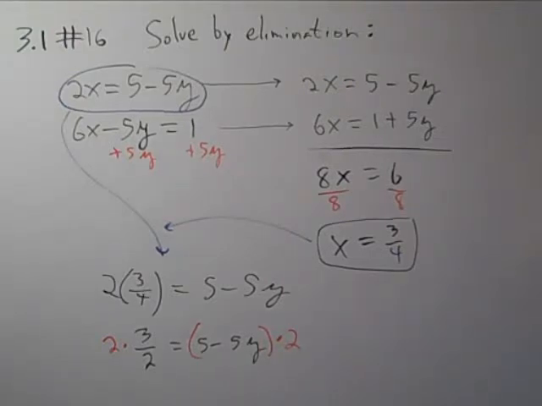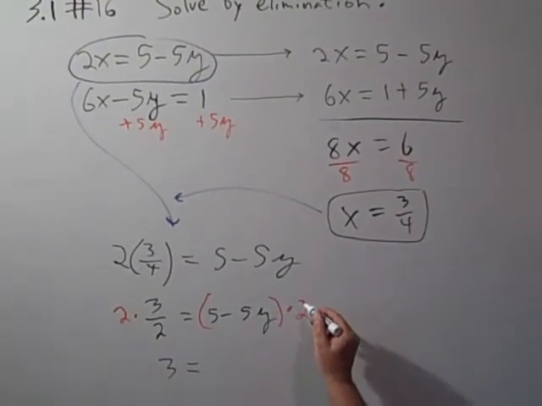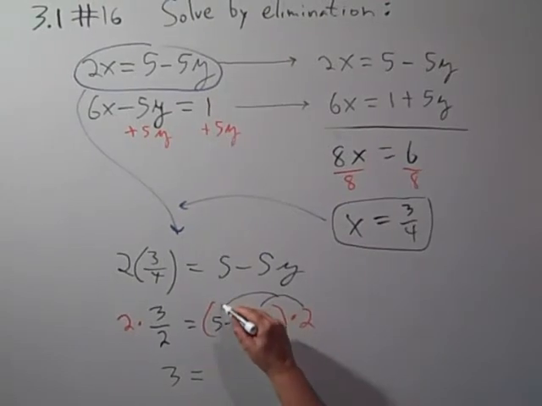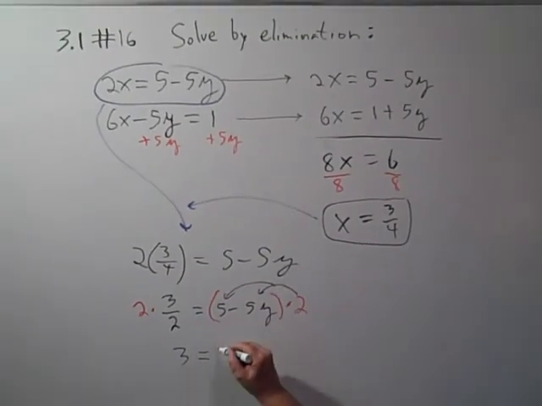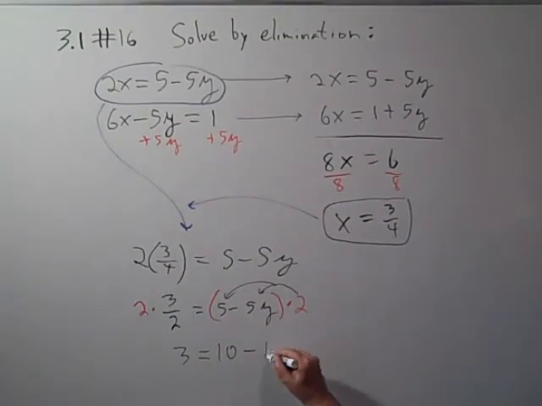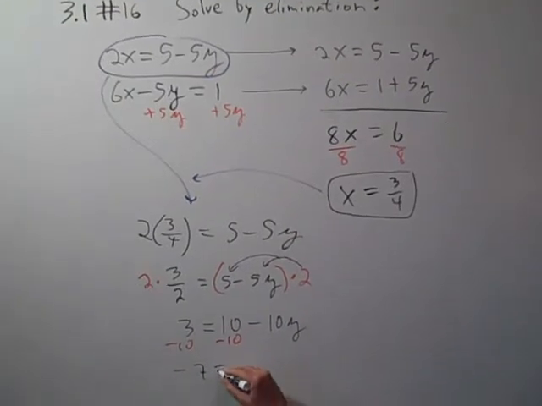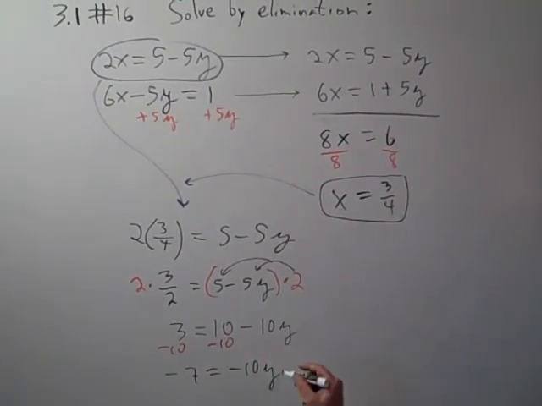If I multiply both sides times 2, the 2's cancel, leaving 3 on the left. And the 2 distributes through the parentheses. 2 times 5 is 10. And 2 times 5y is 10y. Now we're almost there. For solving for y, I have to take away 10 from both sides. And we end up with 3 minus 10 is negative 7, is equal to negative 10y's.